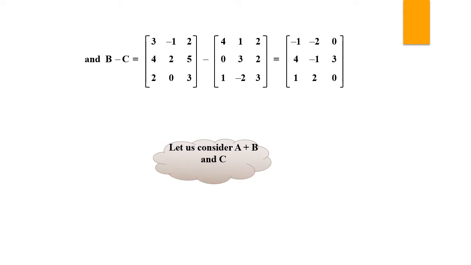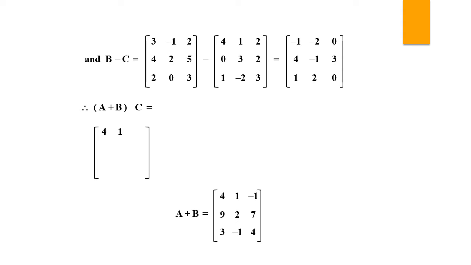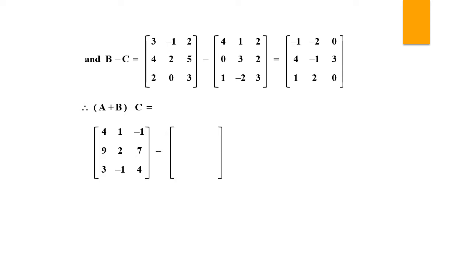Next we need to verify A plus B minus C. We will verify the given condition. So for that we will consider first A plus B and then subtract C from the matrix A plus B. So already we have obtained A plus B. We will consider A plus B. Next we will subtract the matrix C from A plus B. So again subtract the corresponding elements.